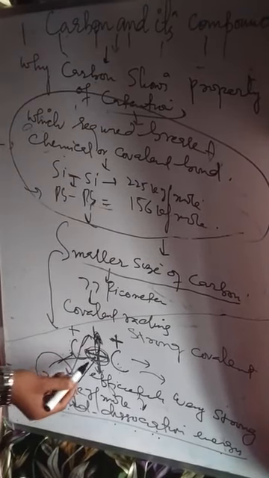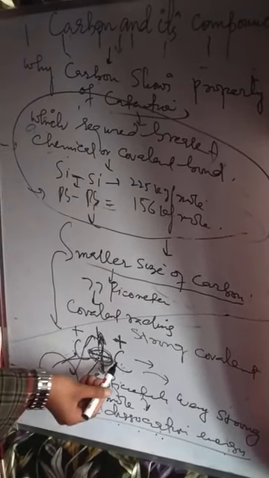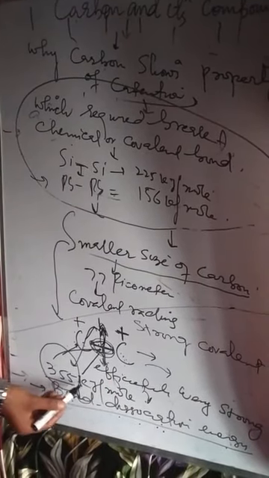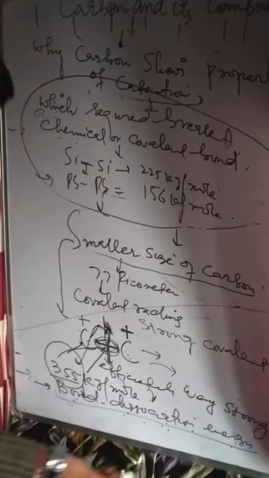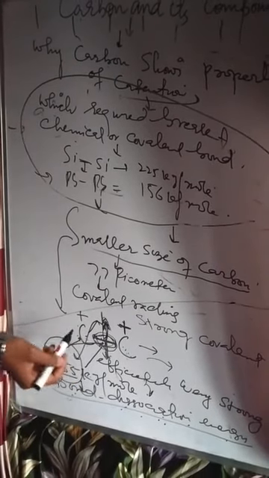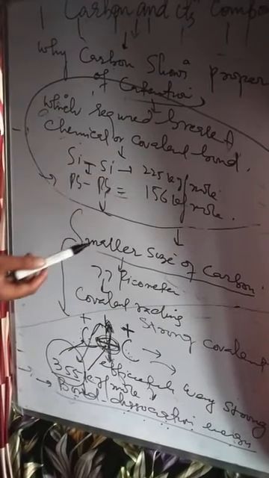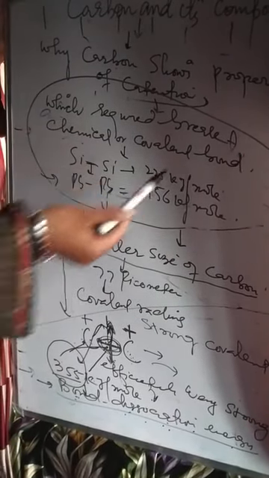The moment you have to break the bond between carbon-carbon atoms, you have to apply 355 kJ per mole bond dissociation energy. Then and only then can we break this bond. And this bond dissociation energy is the energy required to break the chemical or covalent bond.